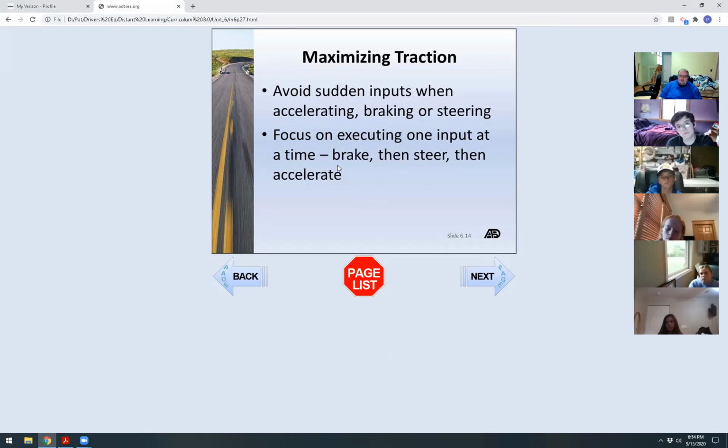Focus on executing one input at a time. Brake, steer, accelerate. Obviously, we shouldn't have a foot on the gas and brake pedal at the same time. That part's obvious. But let's say you're going into a turn. You should be braking before the turn. Then your foot comes off, the car coasts a bit, and then we speed up. It's kind of hard to describe what they're talking about in this case, but you learn it through practice in a vehicle.